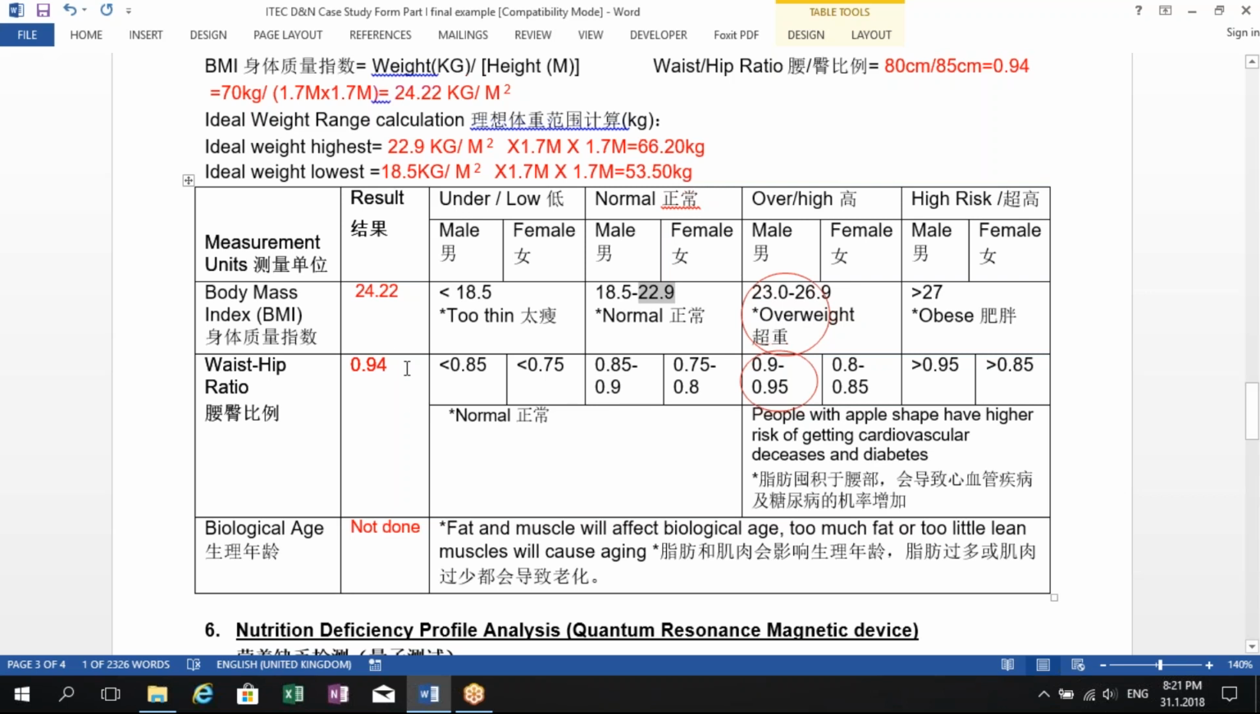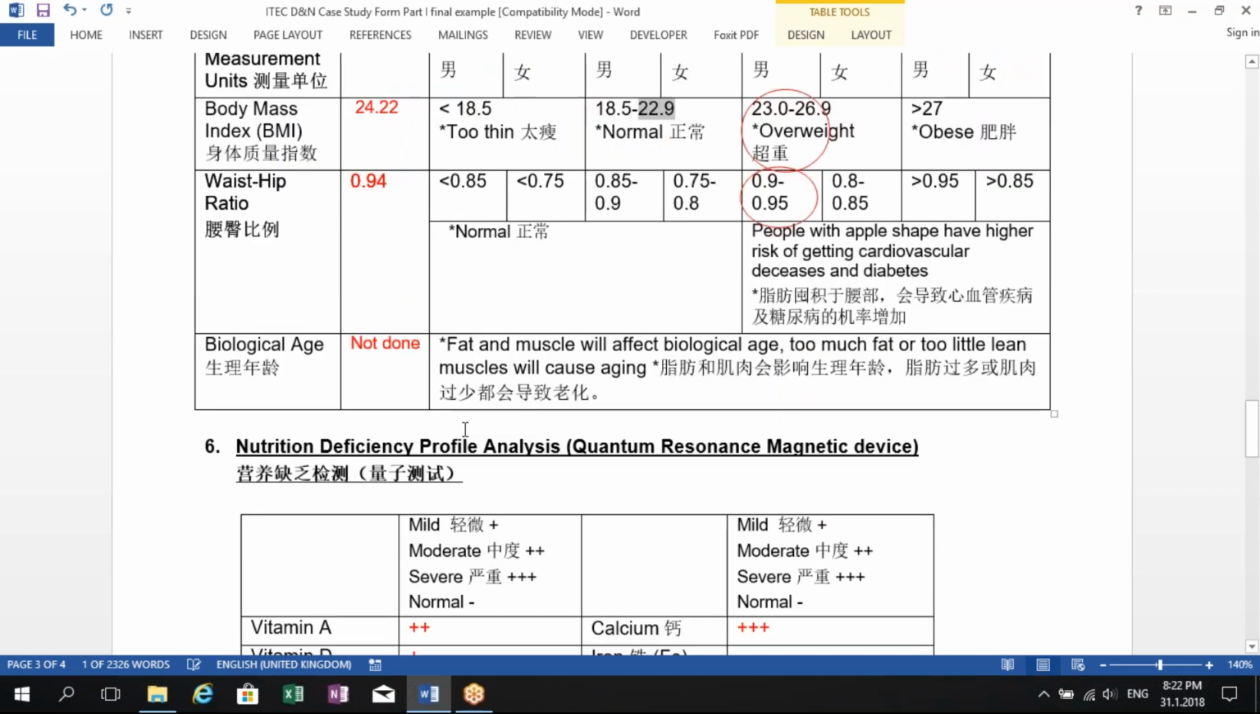Remember waist hip ratio for male, as long as it's below 0.9, it's all normal. There is no too low, it's all normal. Similarly, for female, as long as it's below 0.8, it's all normal. There is no too low. It's either normal or it's high. Okay?